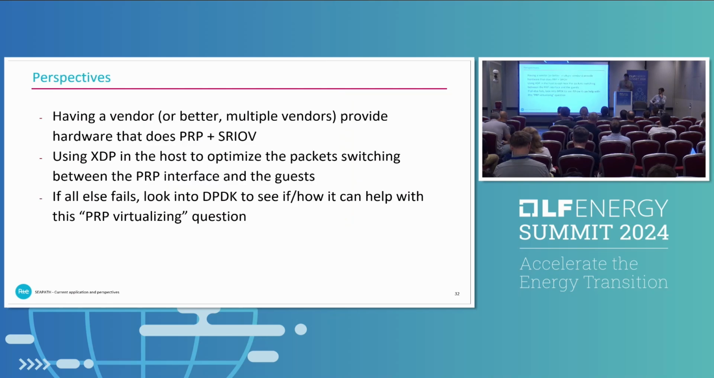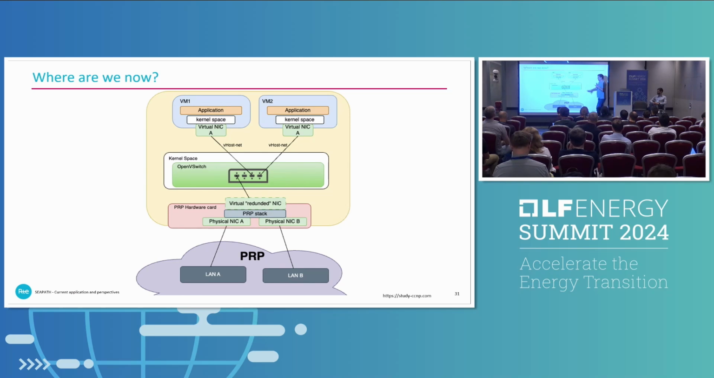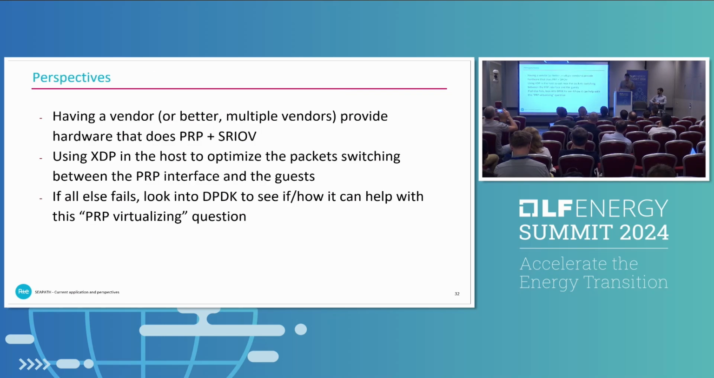So what's next? Like I said, this is the current situation, but we would really hope to have a vendor, or better, multiple vendors to provide hardware that does the PRP and SR-IOV at the same time, so that everything would be done here, and the VM would directly tap to this card. No kernel. That would be exceptional. And we think it's a real target to investigate.